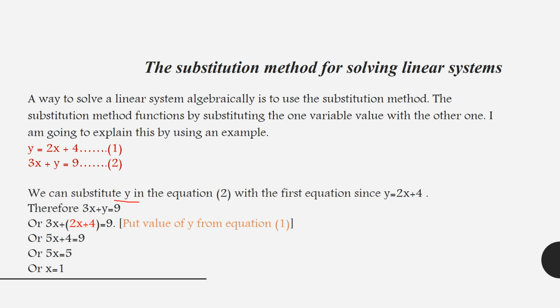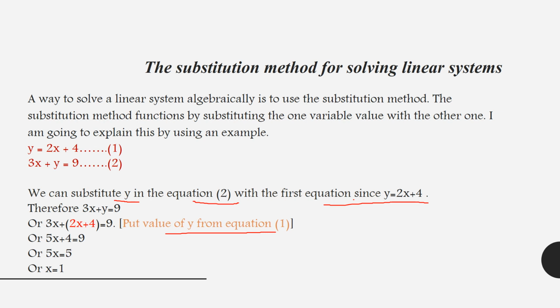Let us have one example. y equal to 2x plus 4 and 3x plus y equal to 9. These are the two given equations, both linear. We have to find the values of x and y here. We can substitute y in equation 2 using the first equation. Since y equal to 2x plus 4, equation 2, 3x plus y equal to 9, becomes 3x plus 2x plus 4 equal to 9 when we substitute.